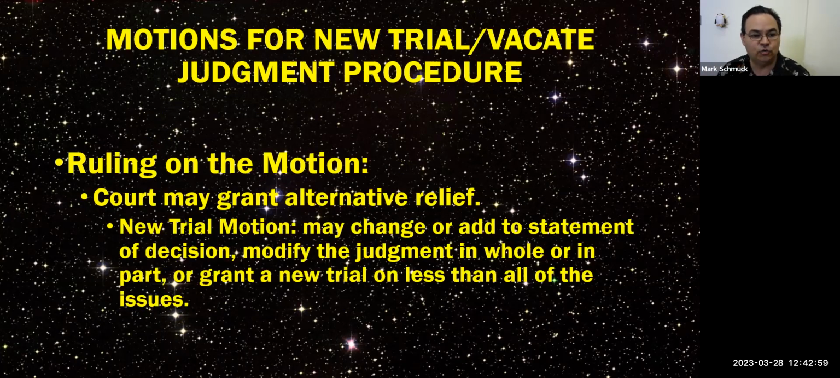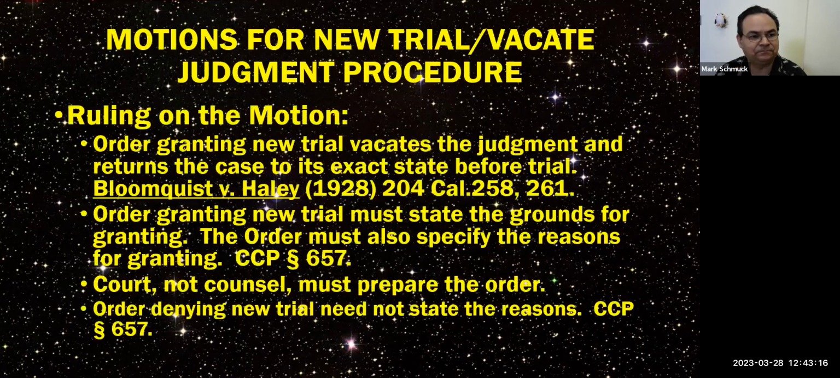On a new trial motion, the court may change or add to the statement of decision, modify the judgment in whole or in part, or grant a new trial on less than all of the issues. So there is a lot of equitable considerations that the court can make within its discretion. The order granting a new trial vacates the judgment and returns the case to its exact state immediately before the trial. You start over.